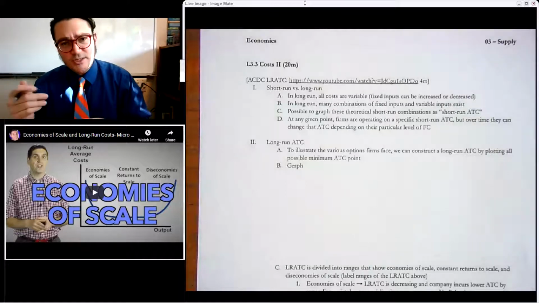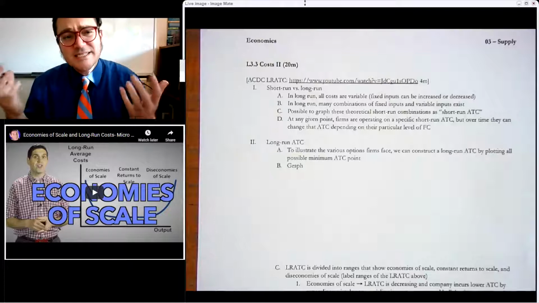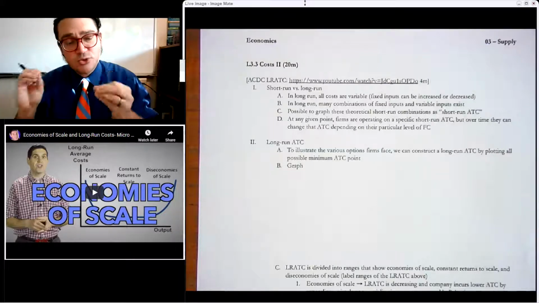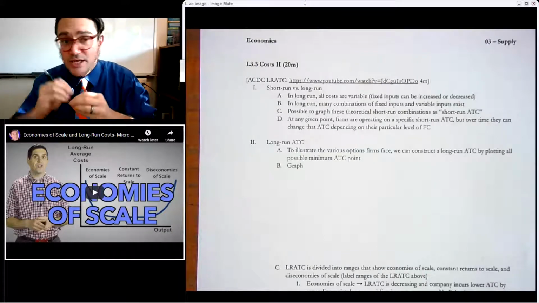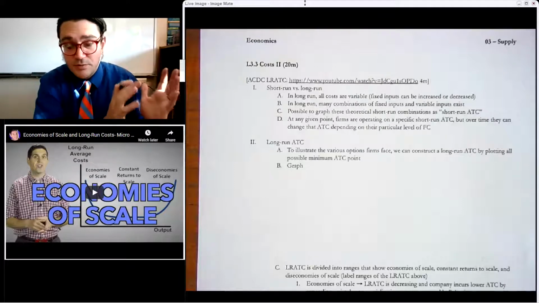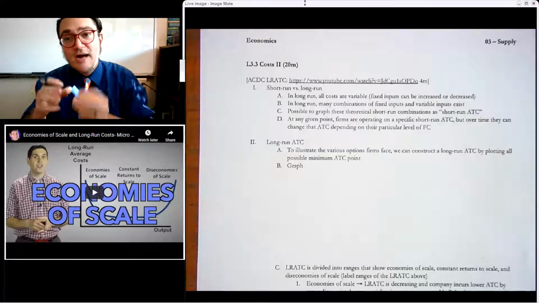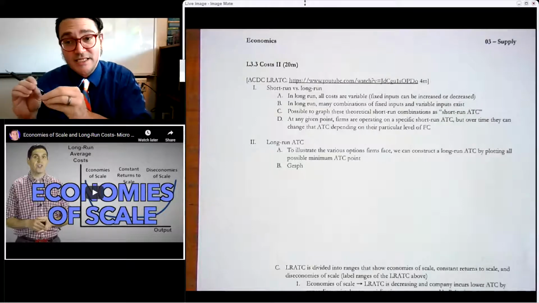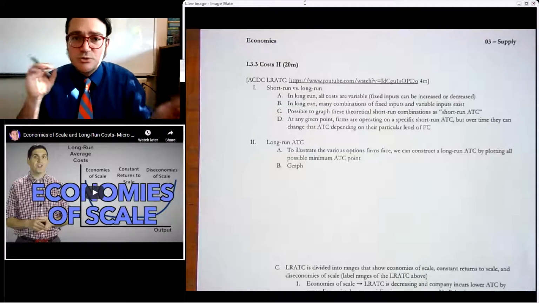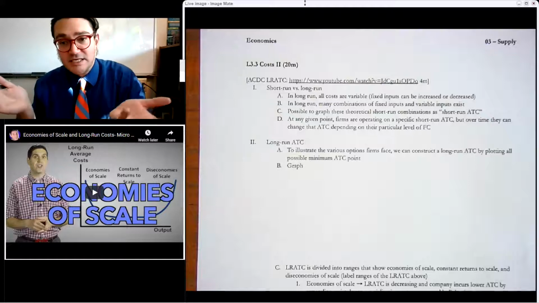So the average total cost curves that we've been looking at, those U-shaped curves, only exist in one immediate short run time period. But in another alternate time period, you could have a potentially different combination of inputs, and so you'd have a different ATC. And at any given point, firms are operating on a specific short run ATC. But over time, they could change which one they're on by changing the inputs that they have, and they'd end up with a different ATC.